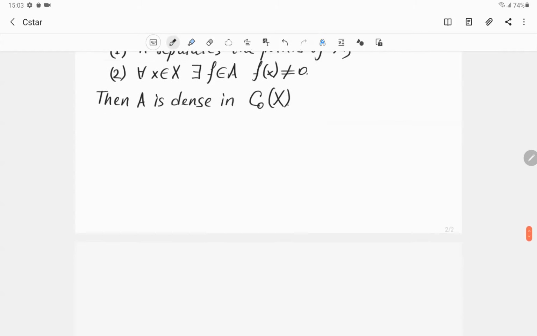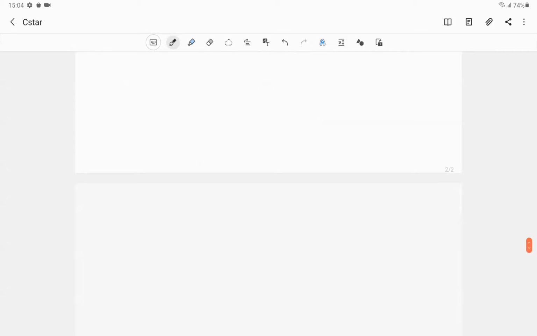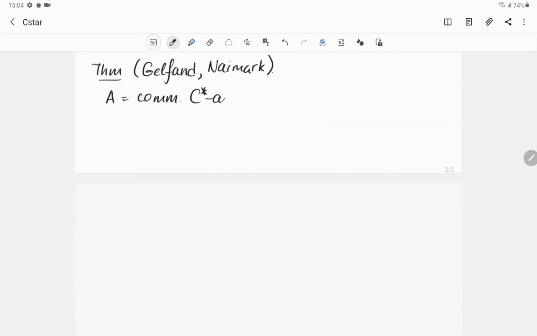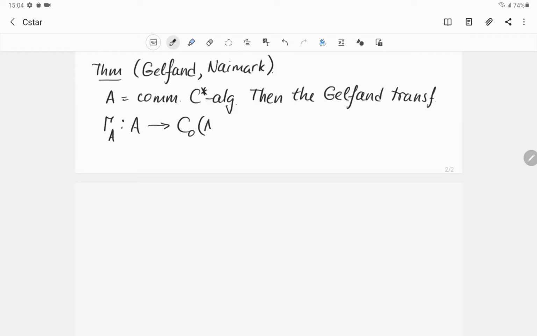Okay, now we are ready to prove the Gelfand-Naimark theorem. Suppose that A is a commutative C-star algebra. Then the Gelfand transform of A, which acts from A to C0 on the maximal spectrum, is an isometric star isomorphism.